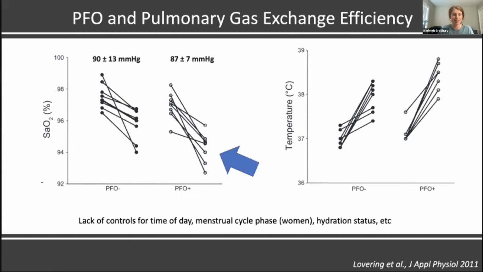But in that study, they really lacked the controls that we'd usually have in place when doing core temperature or thermoregulation research, like control for time of day, hydration status, or even menstrual cycle in our women. So they thought that these findings were really just an accident.